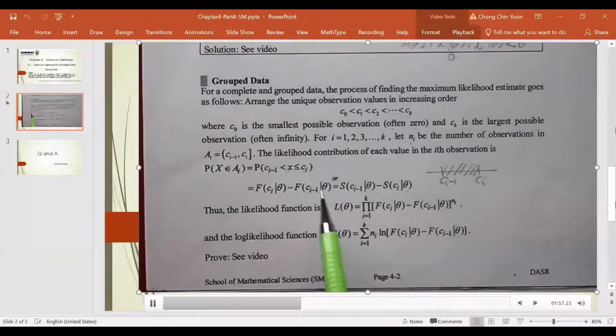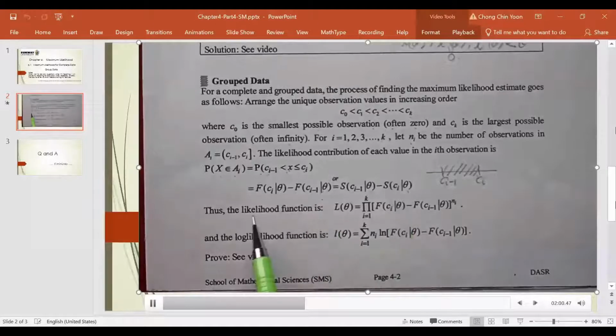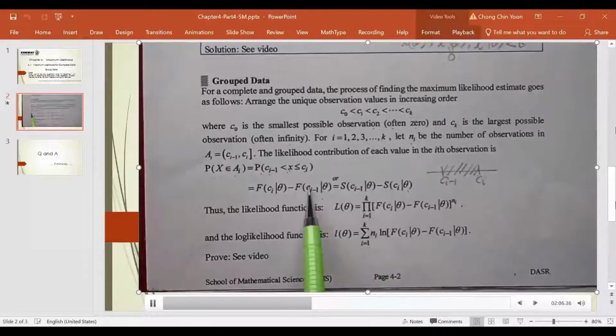So from each of the factors, we can find the likelihood function as follows. That is the product of the factors from each group.